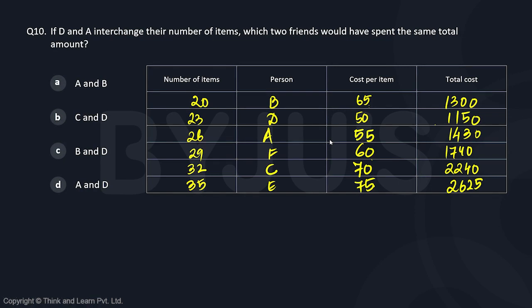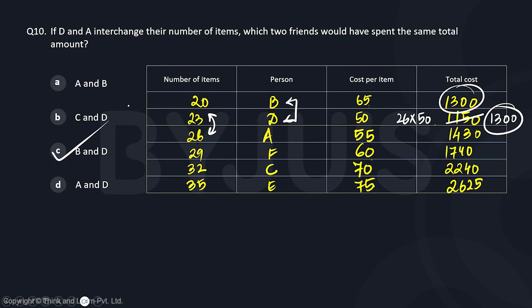Question number 10. If D and A interchange their number of items, which two friends would have spent the same total amount? So the new value for D is going to be 26 into 50, which will result in 1300. The moment it turns out to be 1300, we know it's going to be B and D. They are going to spend the equal amount. So the answer is going to be option C. We don't have to check for A.